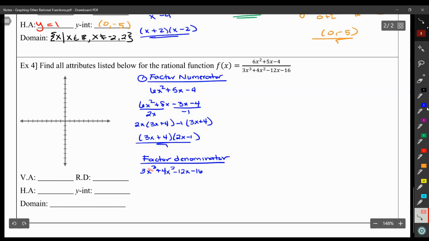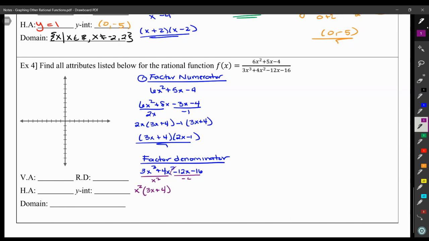So for the denominator, we have a cubic function here, and we have 4 terms. So we are already set up for factoring by grouping. So we're going to split this guy in half, right in the middle. And 3x to the third and 4x squared, I can take out an x squared from both of those. So we're left with 3x plus 4. And then on the back two, I can divide out a -4 from 12x and 16. We're going to have -4 times 12 divided by 4 is 3x, and then -4, 16 divided by -4 is a +4. And so we have 3x plus 4 times x squared minus 4.